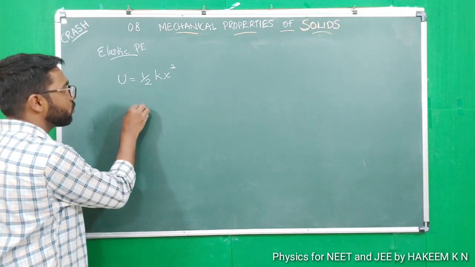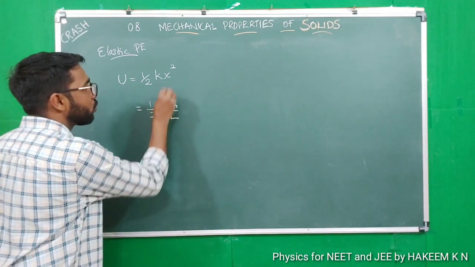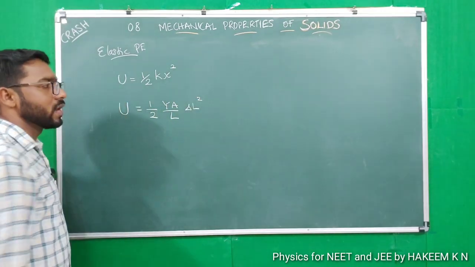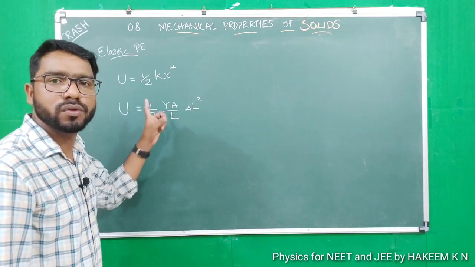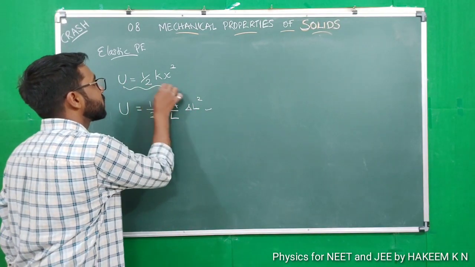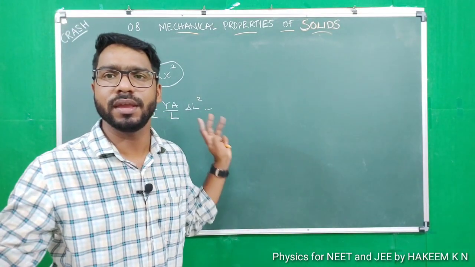Now listen here, U equal to half kx square. For k we can write YA by L, and for x we can write delta L. This is the elastic potential energy, U equal to half YA by L into delta L square. No need to by-heart this. You just by-heart U equal to half kx square. What is k? YA by L.